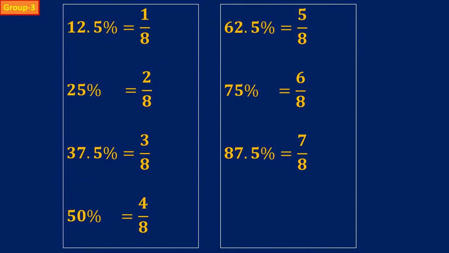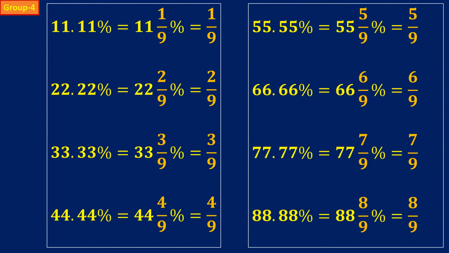In Group 3, we know that 12.5% is equal to 1 by 8. Let's multiply both sides by 2. We get 12.5 into 2 will be equal to 25%, which equals to 2 by 8, or 1 by 4. Similarly, 37.5% is 3 by 8. 50% is 4 by 8, or 1 by 2. 62.5% is 5 by 8. 75% is 6 by 8. 87.5% is 7 by 8.